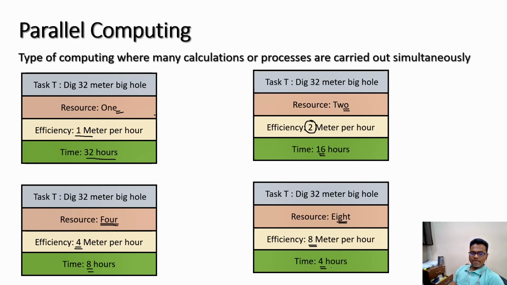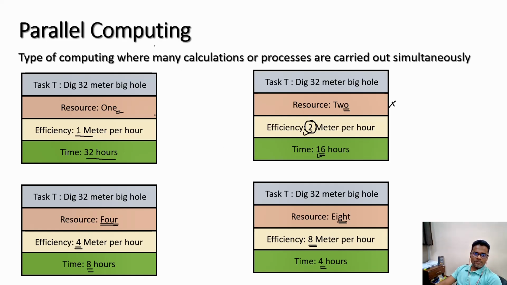Now what is happening here? We are given a task and we have more resources, and those resources divide the task among themselves. That is what happens in parallel computing. So what is parallel computing? It is a type of computing where many calculations or processes are carried out simultaneously. In this example we have two resources working in parallel, and that's the reason the overall efficiency is increased and the overall time is reduced.